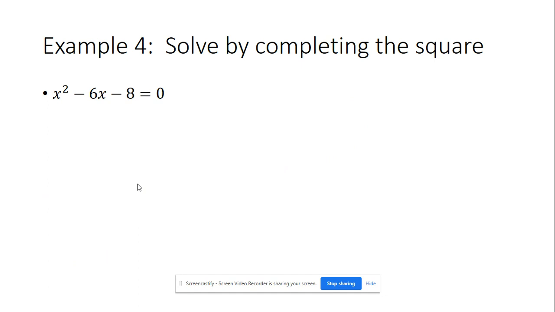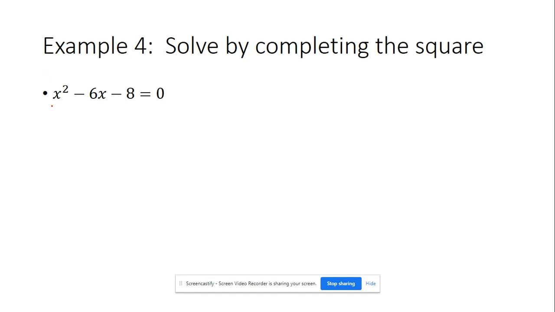Okay, so x squared minus 6x minus 8 equals 0. So this is going to be another unfactorable quadratic. Okay, so 8. You can't multiply to make a negative 8 and get a negative 6. If you go negative 4 and positive 2, it's not going to work. It's going to give you a negative 2, not a negative 6. So we need to solve this one by completing the square.